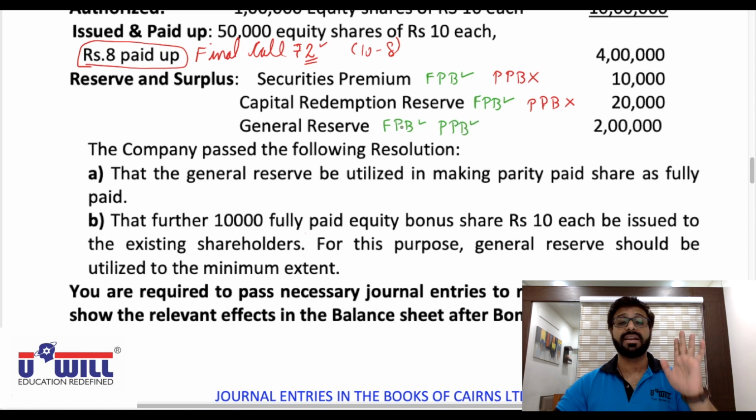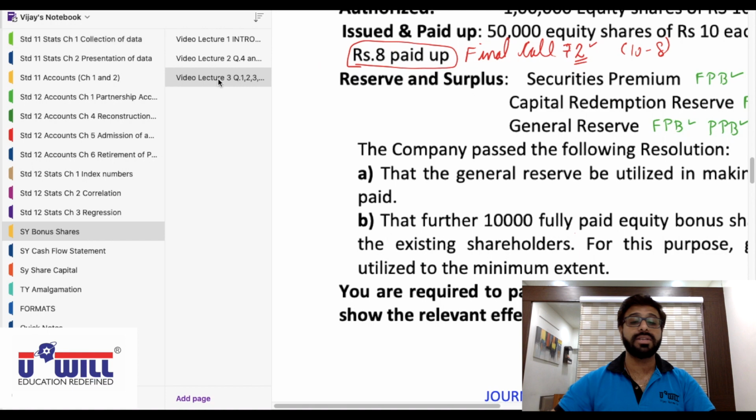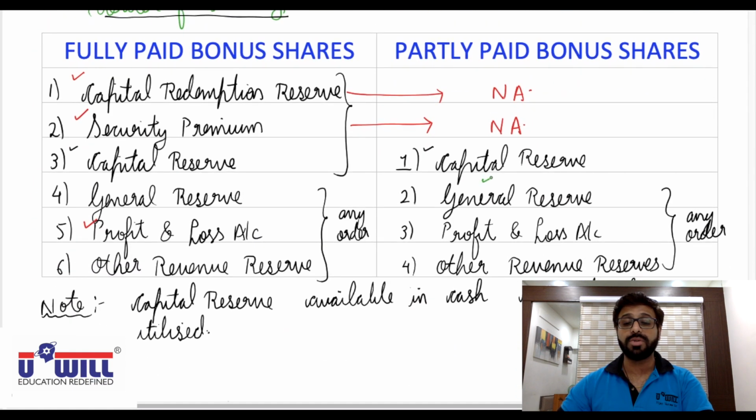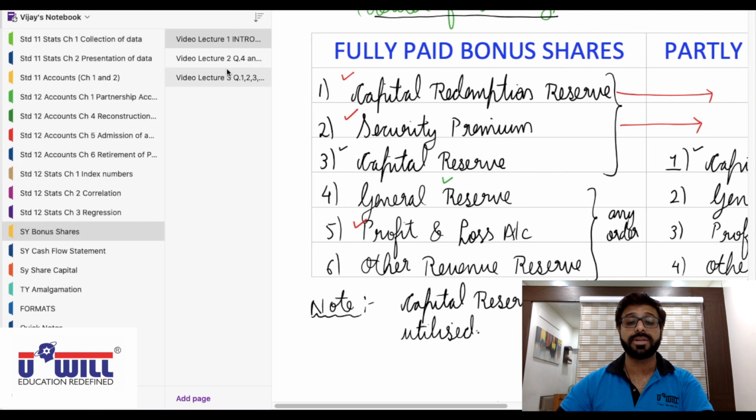Okay, general reserve is a revenue reserve. So general reserve, all of you can see this, we discussed in first lecture. General reserve can be used for partly paid bonus as well as fully paid bonus. I hope all of you are able to recollect this, done in the first lecture.